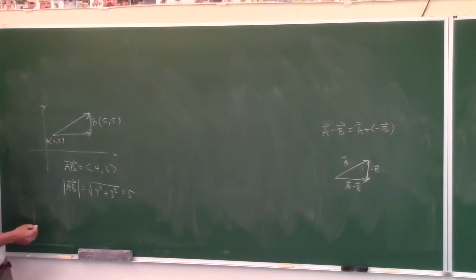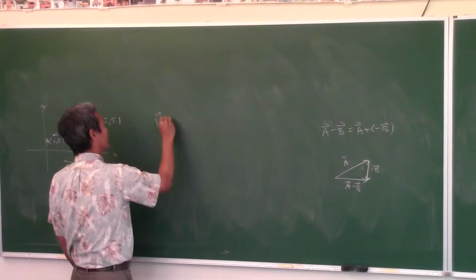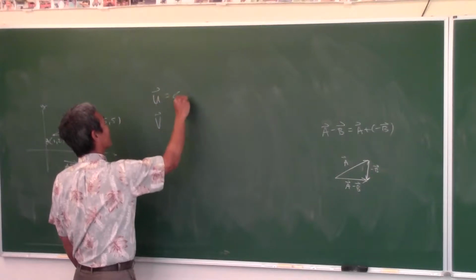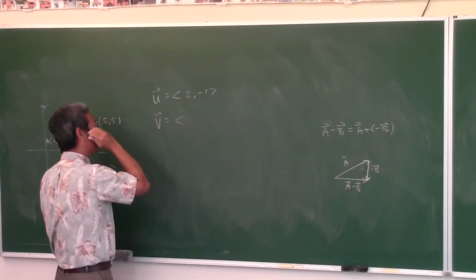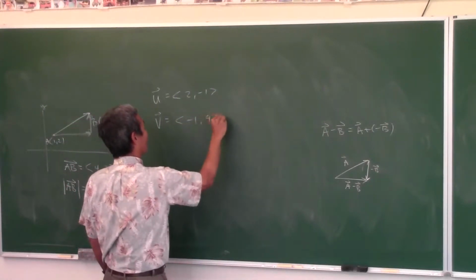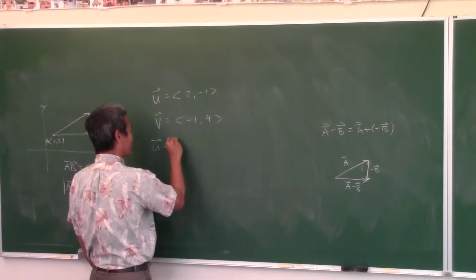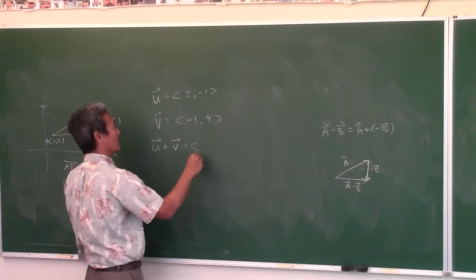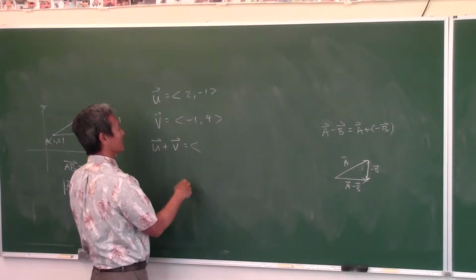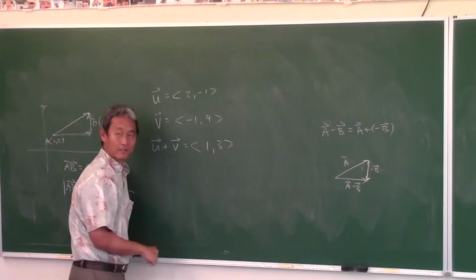And then when you're adding vectors, you don't even have to draw pictures anymore. Okay, let's say vector u is, make up some numbers, 2, -1. And vector v is -1, 4. What if I ask you, what is vector u plus vector v? You don't need to draw the picture anymore. All you gotta do, add the x components. 1. Then you add the y components. 3. Finish.